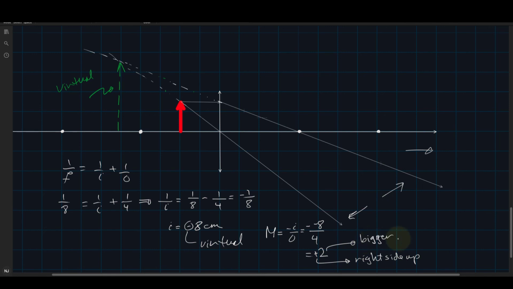Now we have solved the five cases for the convex lens. Notice that for the convex lens, we always used the focal length as positive 8. That's important, because if this lens was concave, then the focal length would be minus 8 centimeters. You plug everything back into the equation, and you can follow the same approach for the image value, whether it's positive or negative. Then you can predict if it's going to be virtual or real, bigger or smaller, up or down. And that's it for this one.